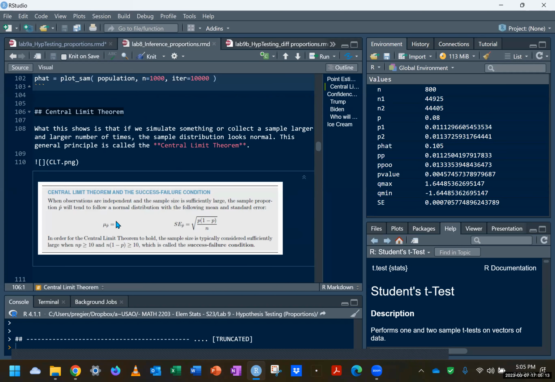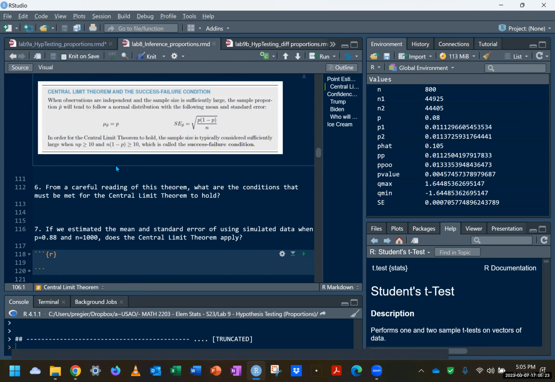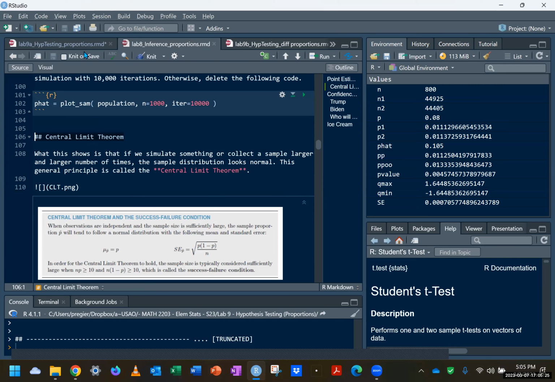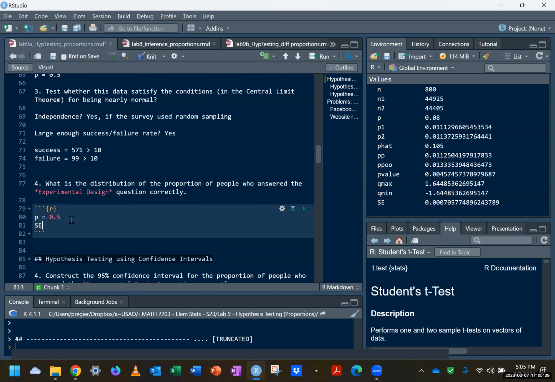It says p hat is distributed normal with the distribution P. P is going to be, boom, where is it? Oh, I got to go back to the right lab. Okay, P is 0.5. What we assume to be true. We assume the null is true. And the SE is going to be the square root of P times 1 minus P over N. That's also what the central limit theorem says.